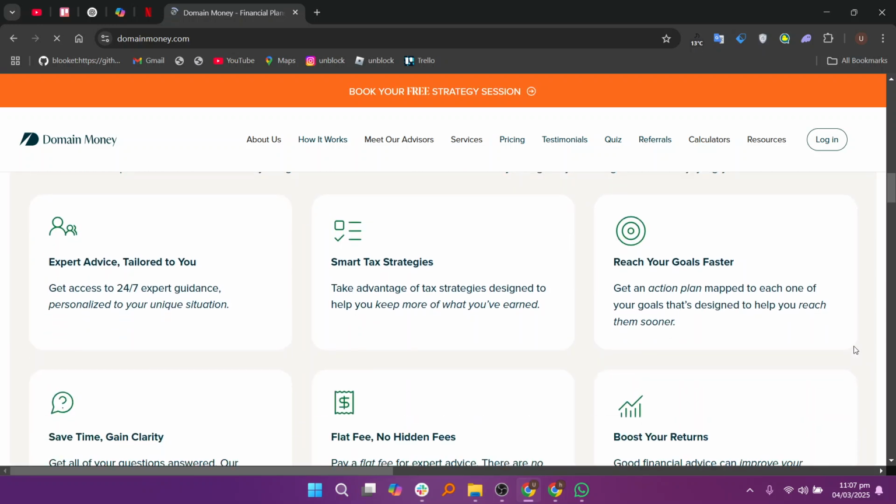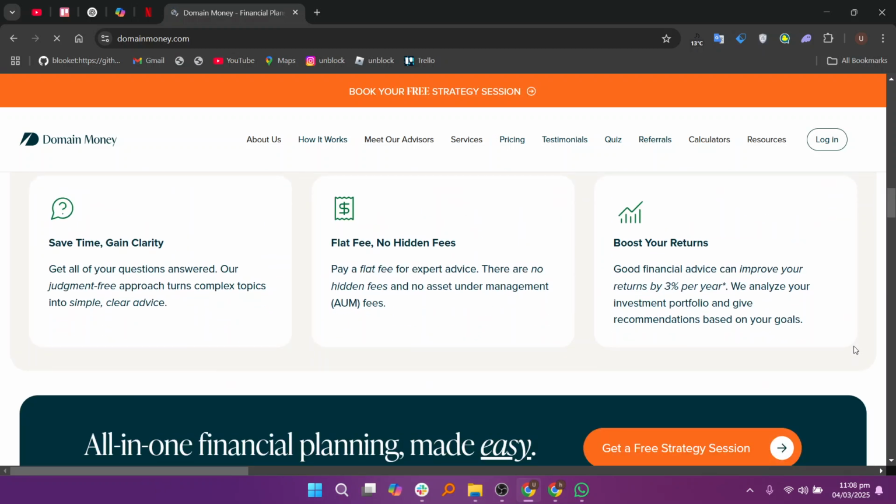To use Domain Money via its website, visit the website and create an account by providing your email and personal details and completing identity verification or KYC. Once logged in, you can trade stocks and crypto manually or choose managed portfolios handled by Domain Money experts.